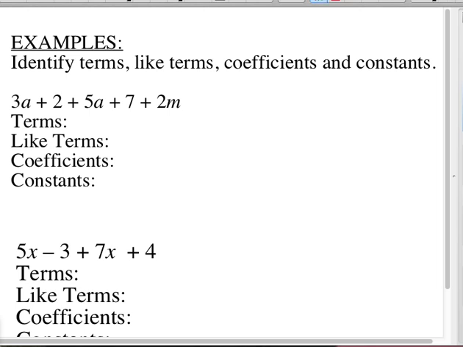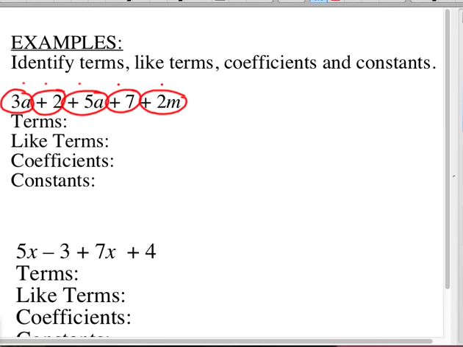My suggestion to you, before you do anything, is to circle the individual terms in the expression. So watch, I'm going to circle these things, and I suggest you do the same when you're working on your assignment today. We've got a 3a, a positive 2, a positive 5a, a positive 7, and a positive 2m. That's 1, 2, 3, 4, 5 terms.